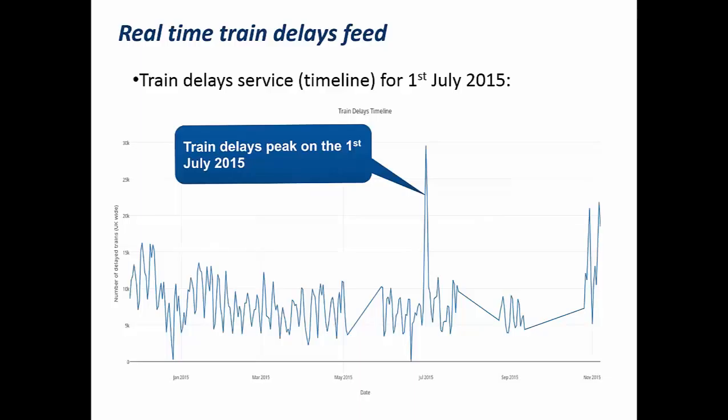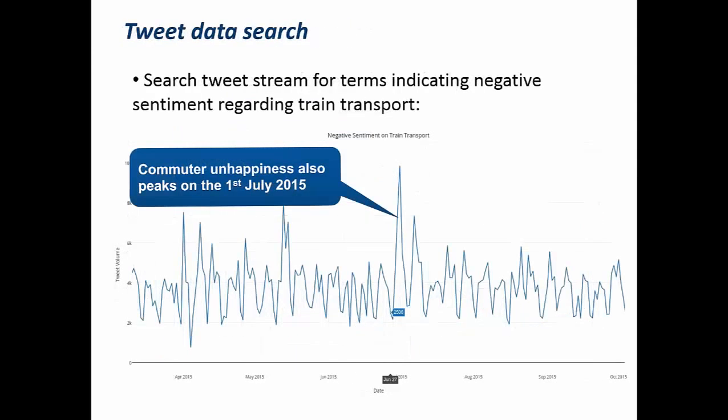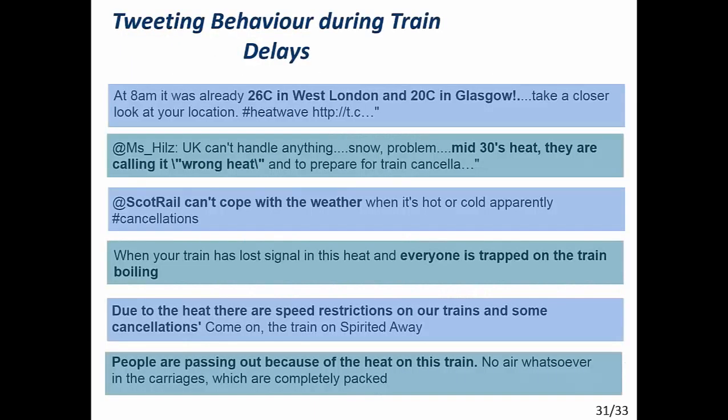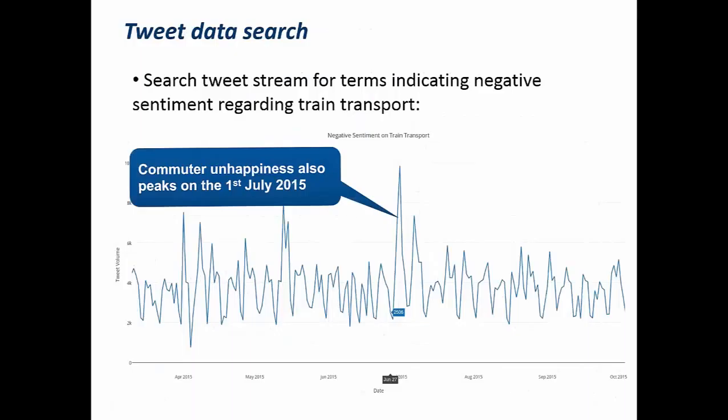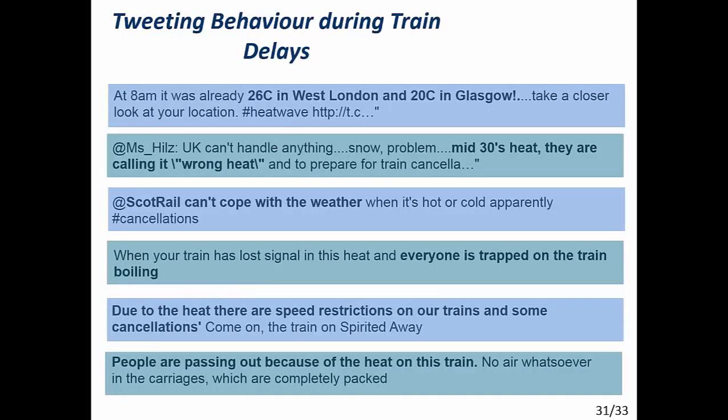So from the data we've collected, we know that there was a huge peak in delays on the 1st of July. And then we analyzed Twitter for the unhappiness about public transport and commuting. And we still got the same peak on the 1st. So I thought, there must be some weird correlation in it. Do I have the weather? Sorry, I think I lost one slide, but there was a third one showing the weather in Glasgow. And on the same day, on the 1st of July, it was the only warm day in Glasgow. It was 26 degrees. Therefore, people were commenting that it's hot, that people can't stand standing in the trains, that the Scotsman can't cope with the weather, etc.